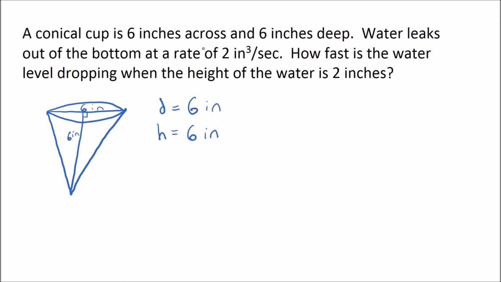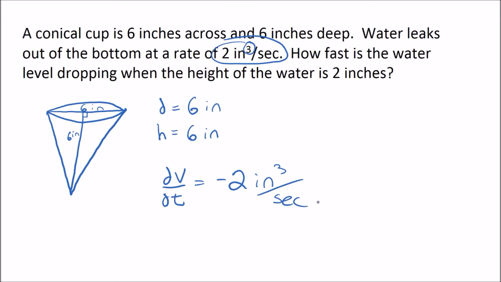Then we have a few other pieces of information. It says water leaks out of the bottom at a rate of 2 cubic inches per second. There's a built-in hint: our units here are cubed. That tells you this is the change in volume, so that's our dV dt. And since the water is leaking, we're losing it, or subtracting 2 cubic inches per second. That's why it's going to be negative.